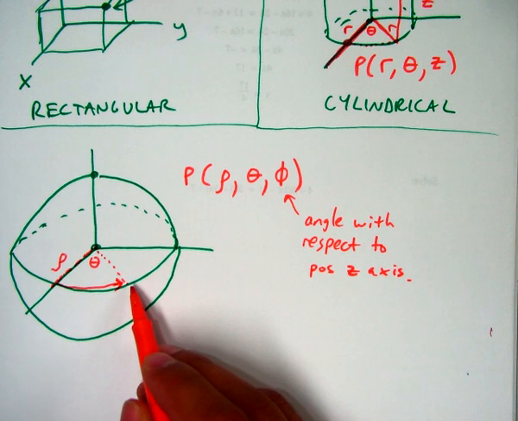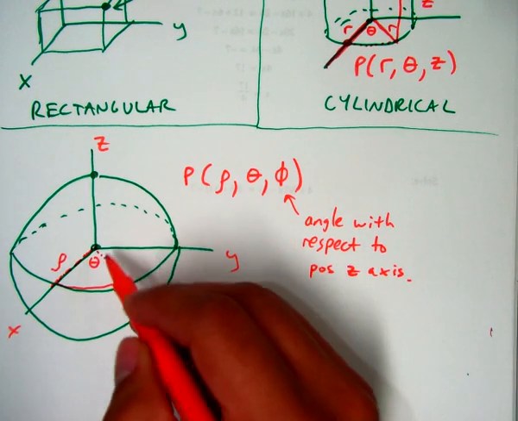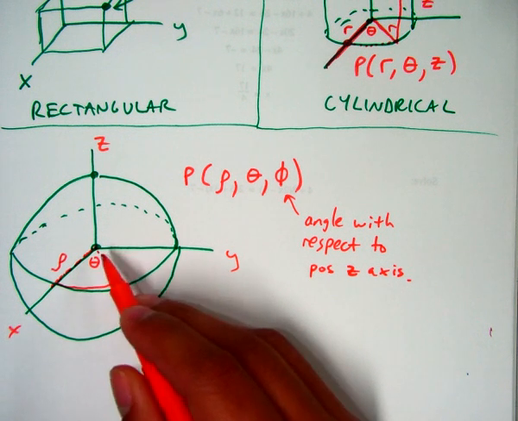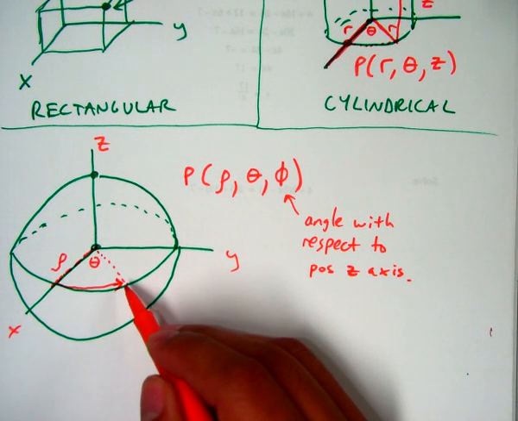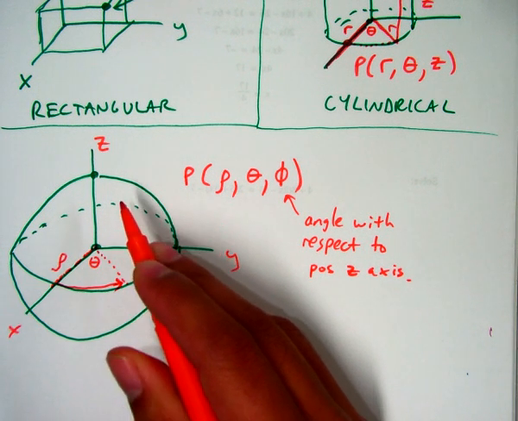90, right? Because z is up here. So currently, if I wanted to end up right where I'm positioned, I would say I go out rho, I rotate theta, and my phi is actually going to remain 90 degrees. Does that make sense?